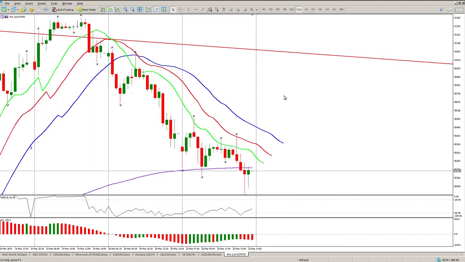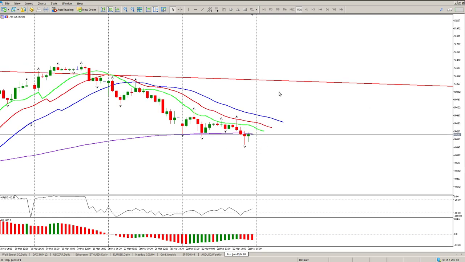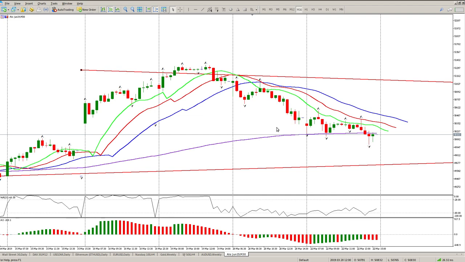Short-term daily view, I'm expecting downside. Question is, I'm not going to jump in at the open. I want to see a bit of a rally back. So what we're looking for is a bit of a bounce back and then an opportunity to get short again. Okay, so that's my view on it for today.